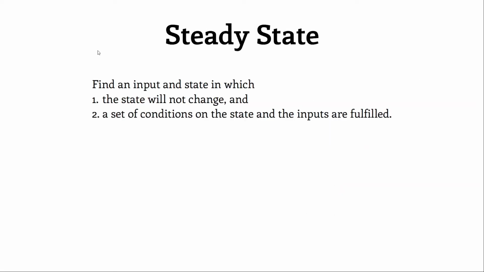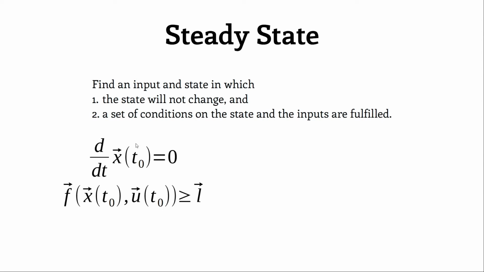But first, let's have a look at the definition of a steady state in case of MoDyPy. We want to find an input and a state in which the state will not change, and a set of conditions on the state and the inputs are fulfilled. So we have the derivative of the state, or a subset of the state, that is also possible. We have the derivative of the state equals 0, which means the state will not change.